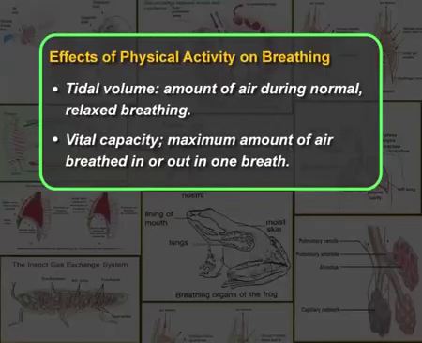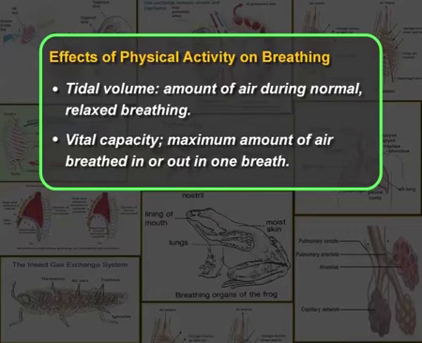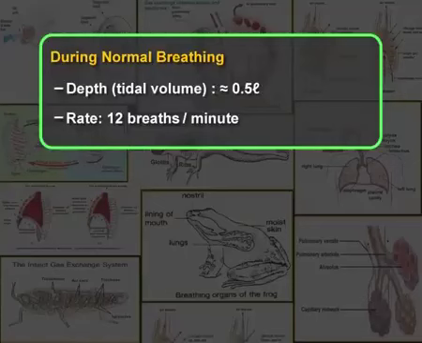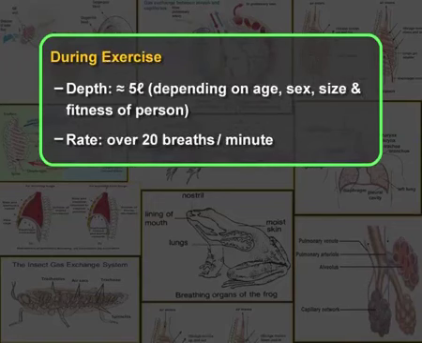Now, the effect of physical activity on breathing. Tidal volume is the amount of air during normal relaxed breathing. Vital capacity is the maximum amount of air breathed in or out in one breath. During normal breathing, the tidal volume is around 0.5 liter and the rate is 12 breaths per minute. And during exercise, the depth is up to 5 liters depending on the age, sex, size and fitness of the person, and the rate is over 20 breaths per minute.